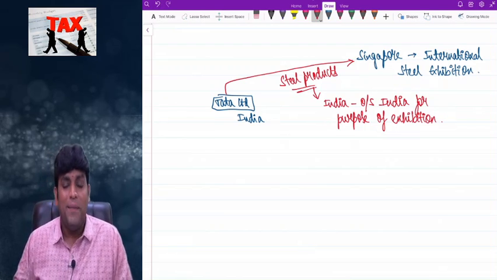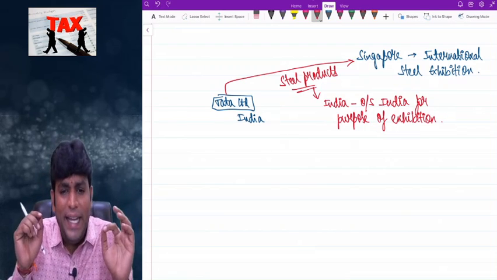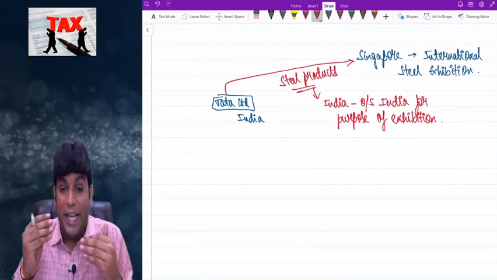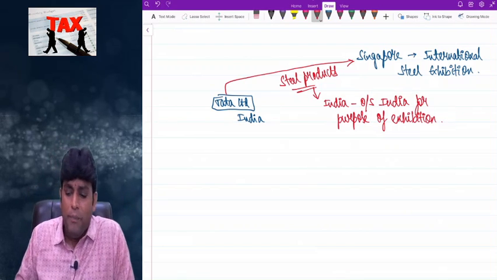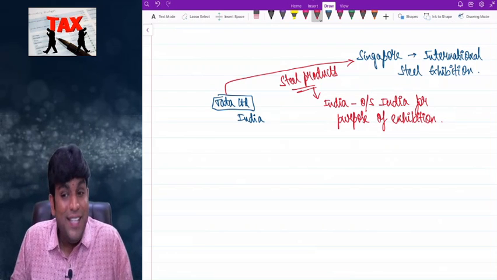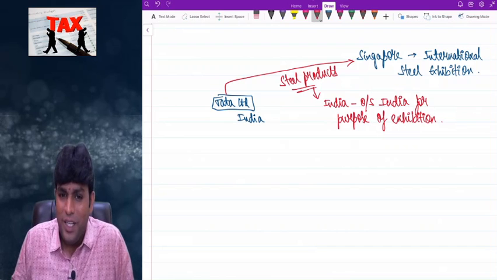Sir, I'll repeat one more time. Steel products are taken from India to outside India only and only for the purpose of exhibition, not for any other purpose. Now, one basic question let me ask you. When steel products are taken to the exhibition, is there any guarantee that some products will be sold?